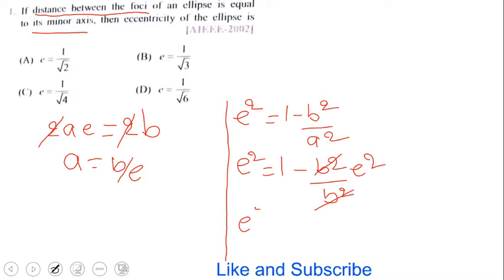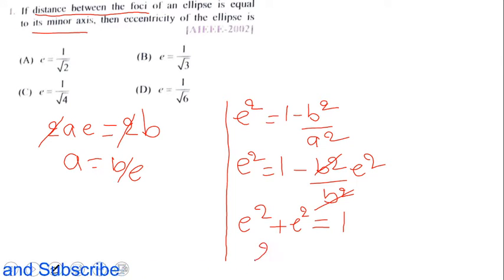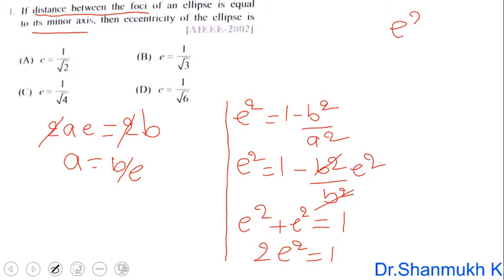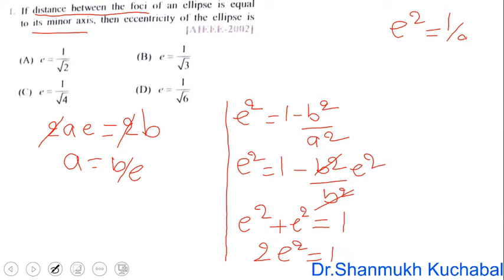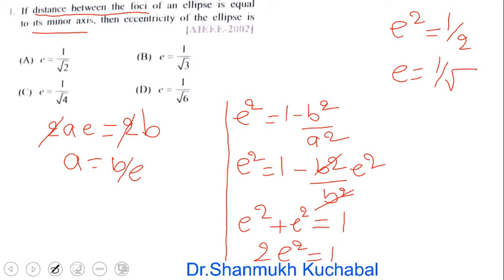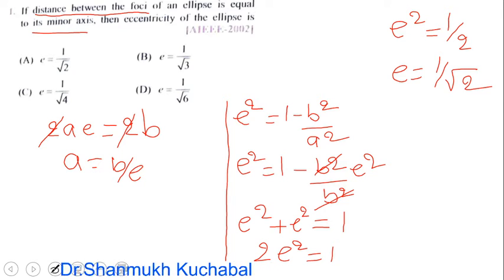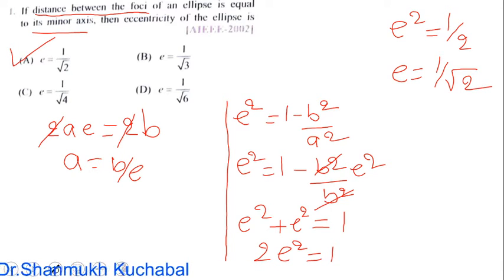So we transpose E square to the LHS. We get E square plus E square equal to 1. E square plus E square is 2E square equal to 1. So we get the solution for E square as 1 divided by 2. So the solution for E is 1 divided by the square root of 2. So this is the eccentricity. Therefore option A is the right answer.